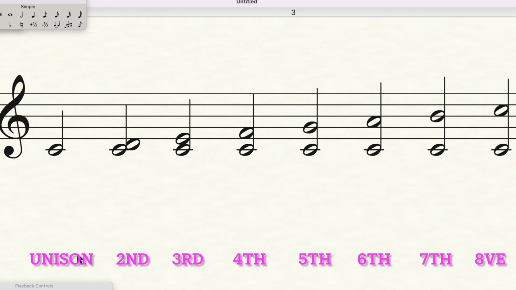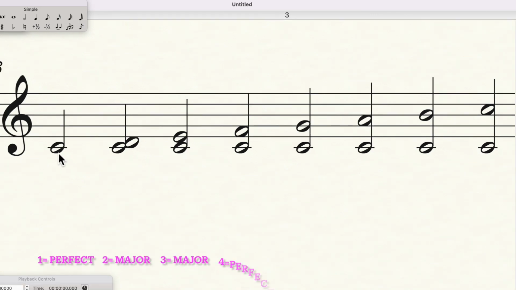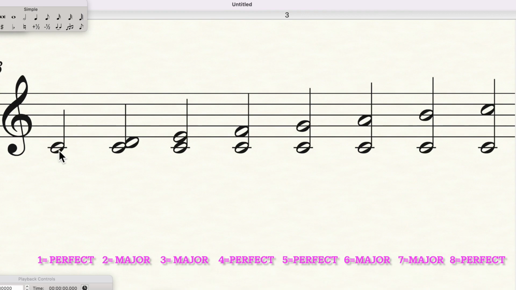Let's talk about quality now. The unison is perfect. And the reason why is if you take the two notes, of course you can't see that there's two here because they're both in exactly the same spot. But if you had exactly the same note and you flipped them upside down, you would still have a unison.